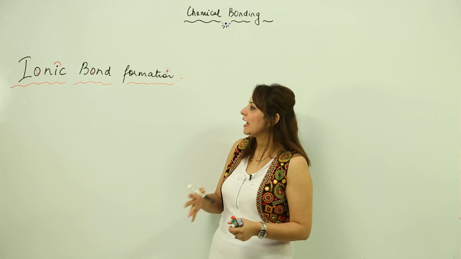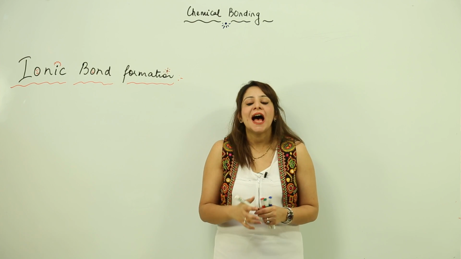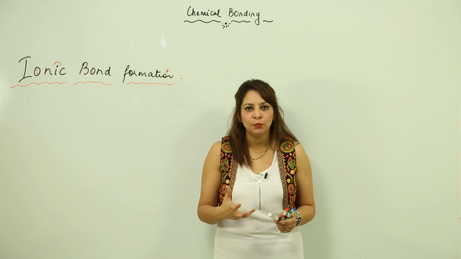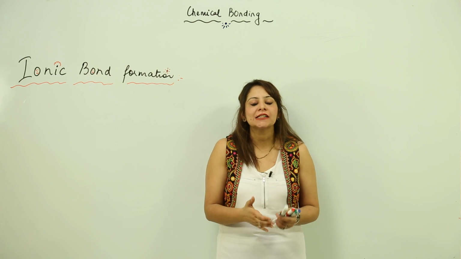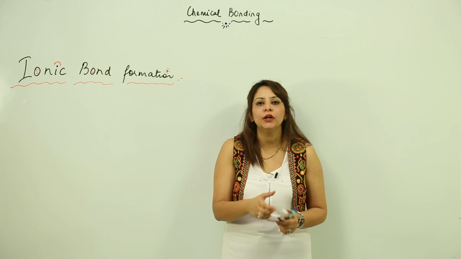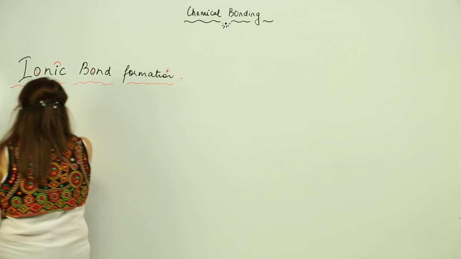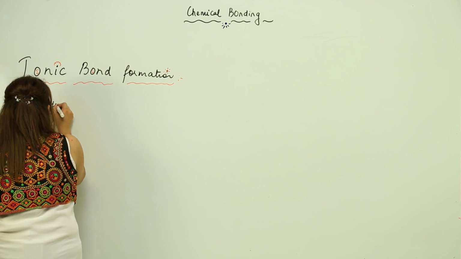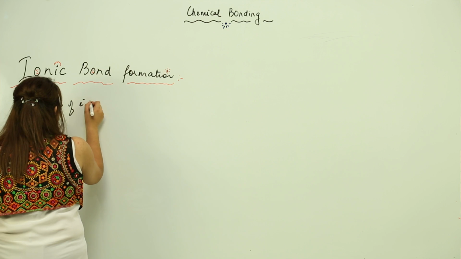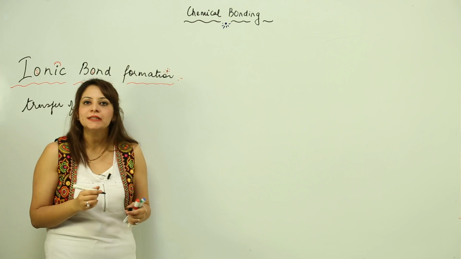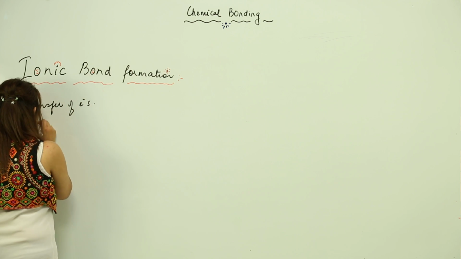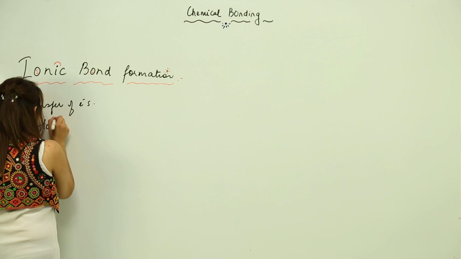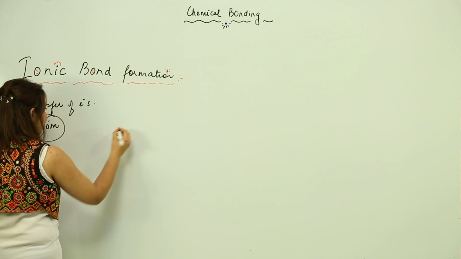Now we are going to start with the ionic bond formation. As you all know, we make an ionic bond. Till now we have already discussed that in an ionic bond, transfer of electrons takes place. That means there is an atom. Suppose this is my one atom and this is my another atom.